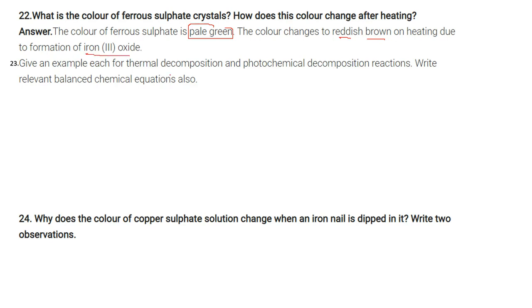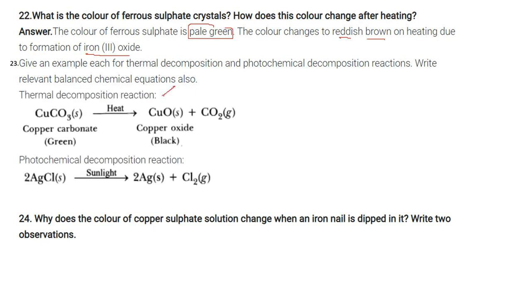Give an example each of thermal decomposition and photochemical decomposition reaction. Write relevant balanced chemical equation also. So this is an example of thermal decomposition reaction. This is a photochemical decomposition reaction. Because there are various examples given in the book, you can take those examples as well.